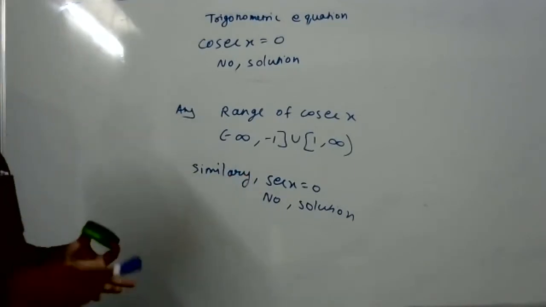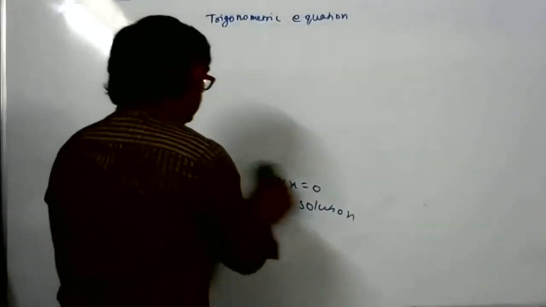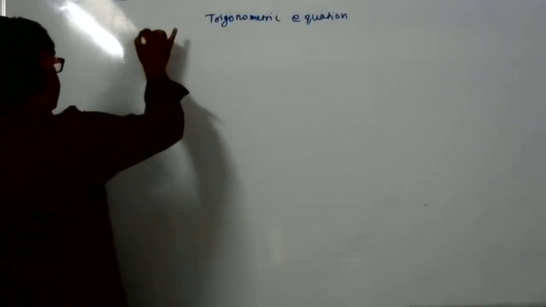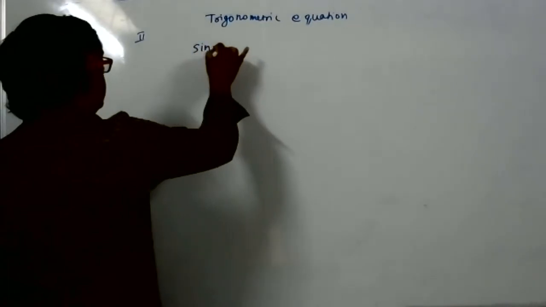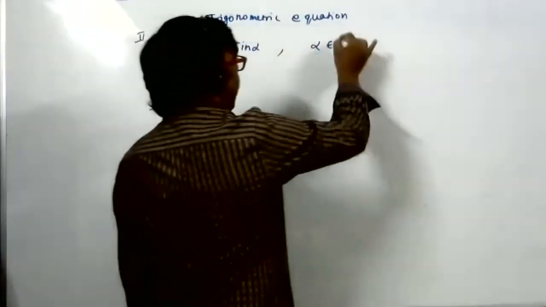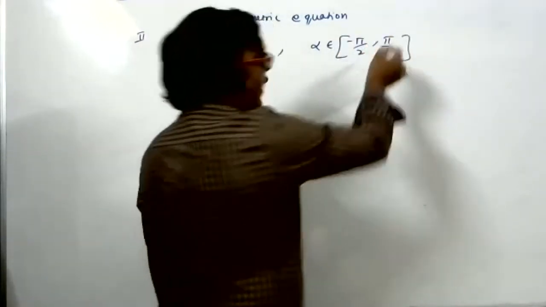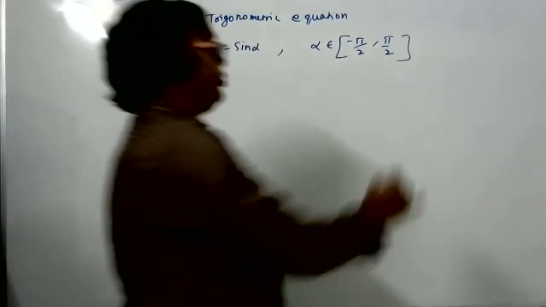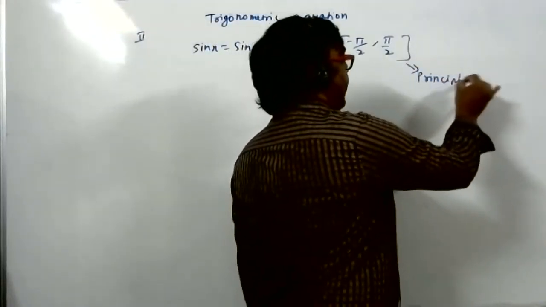So done. Now write down the second type of formula, which are even more important. The first formula in that set is sin x is equal to sin alpha, where alpha belongs to minus pi by 2 to pi by 2. These are called principal values. Principal value.